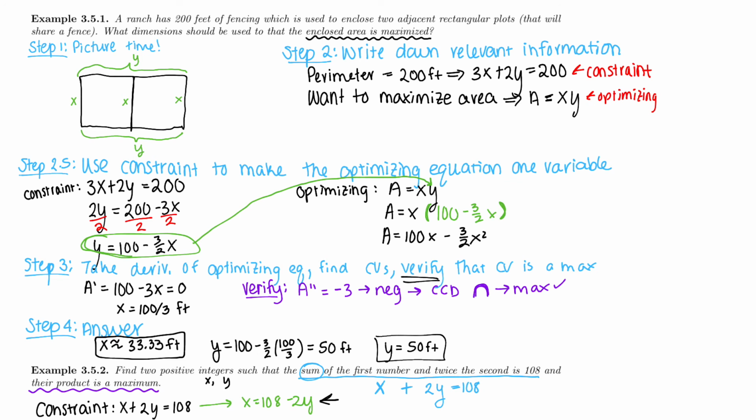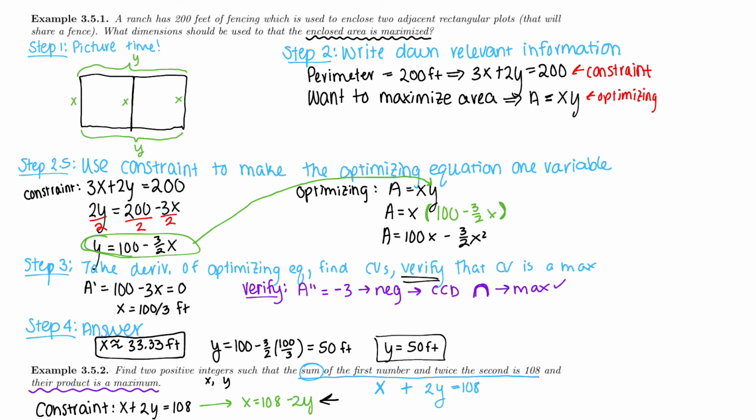Now, if your optimizing equation is one variable from the get-go, which there are situations where that happens, then you don't have to worry about the constraint. But if your optimizing equation has two variables in it, you do have to worry about making that substitution so that you're able to only have one variable and then take the derivative.